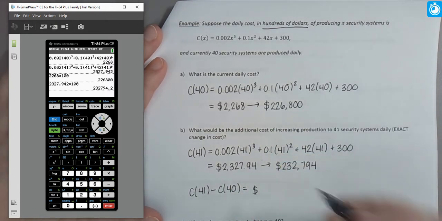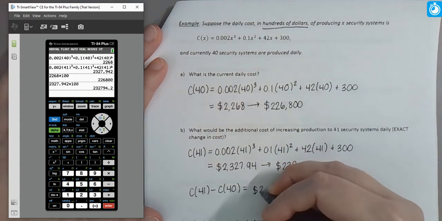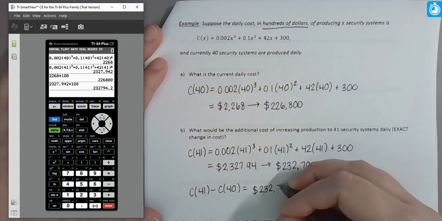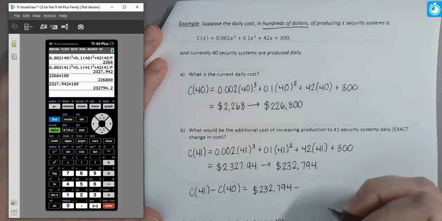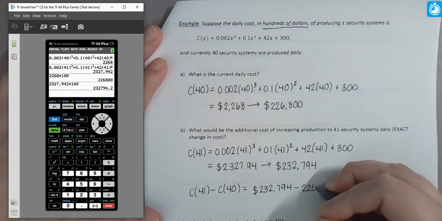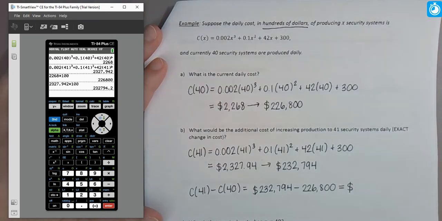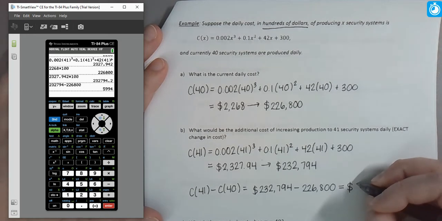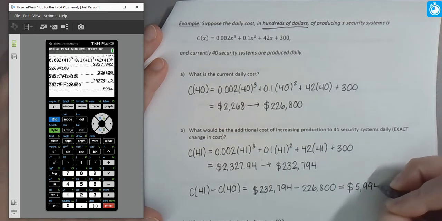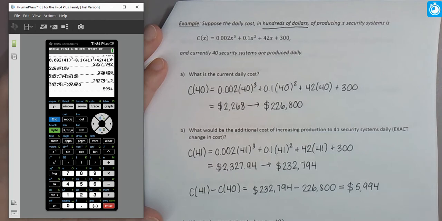So cost for 41 is going to be $232,794, and then the current cost, $226,800, and then the difference between the two, $232,794 minus $226,800, and there we go. So $5,994. So we can think of this as the exact cost for producing the 41st unit.